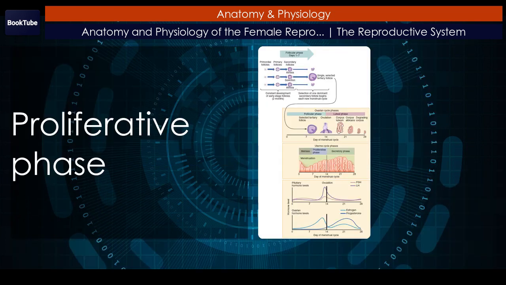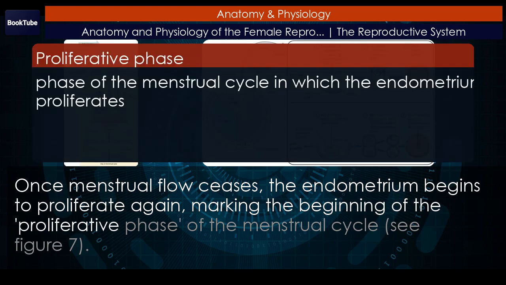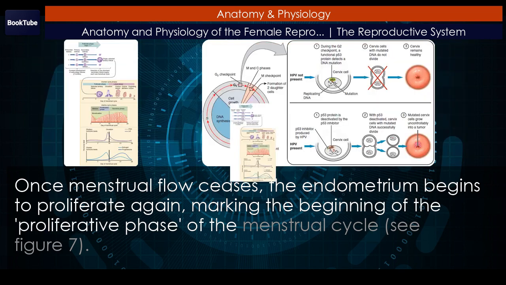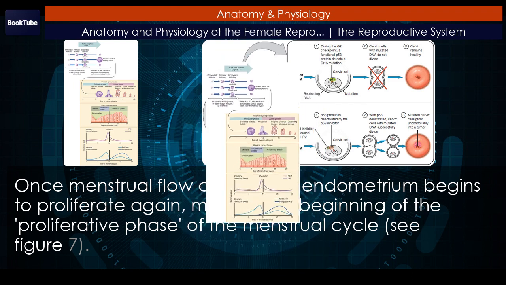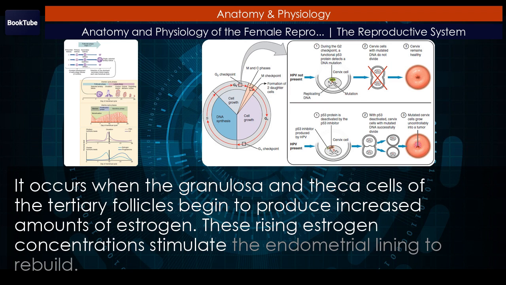Proliferative phase. Once menstrual flow ceases, the endometrium begins to proliferate again, marking the beginning of the proliferative phase of the menstrual cycle. See Figure 7. It occurs when the granulosa and theca cells of the tertiary follicles begin to produce increased amounts of estrogen. These rising estrogen concentrations stimulate the endometrial lining to rebuild.